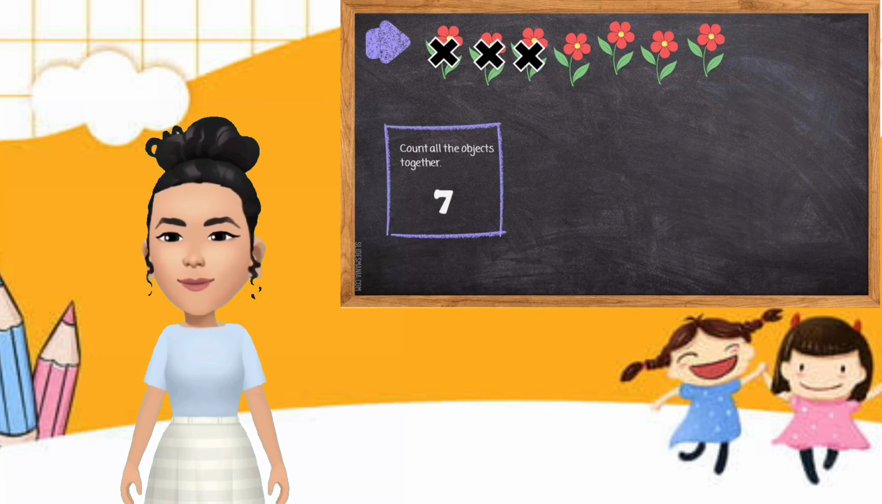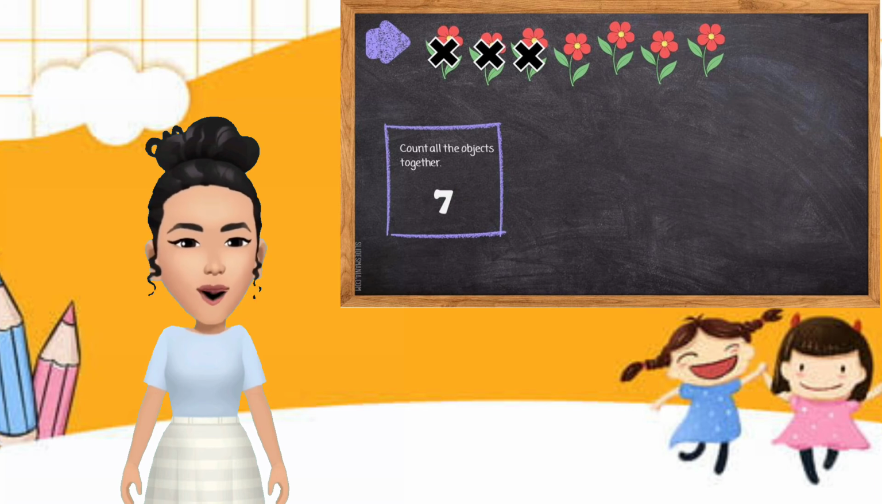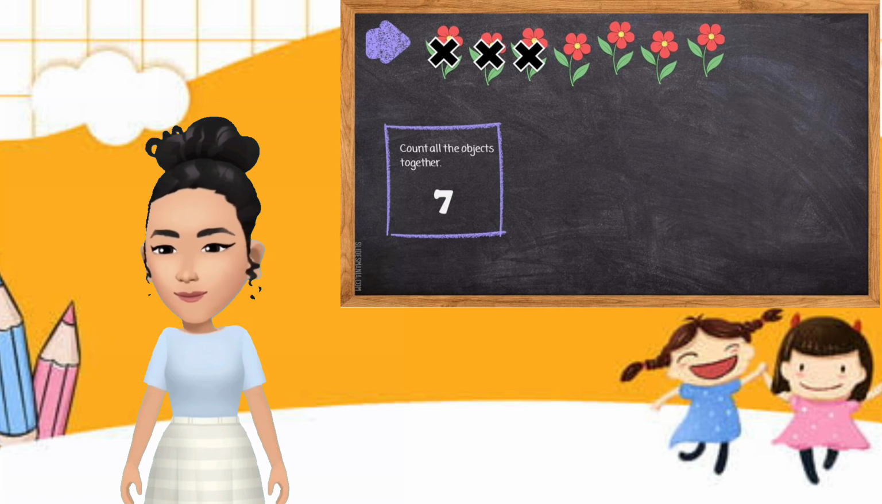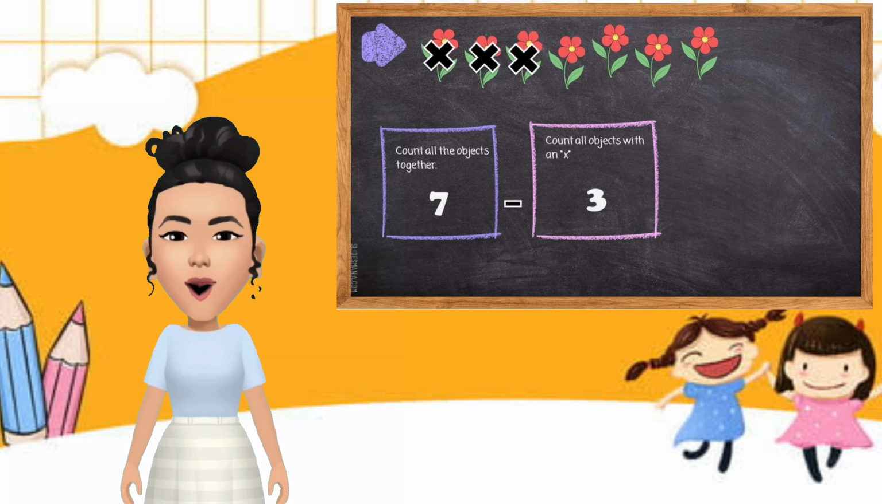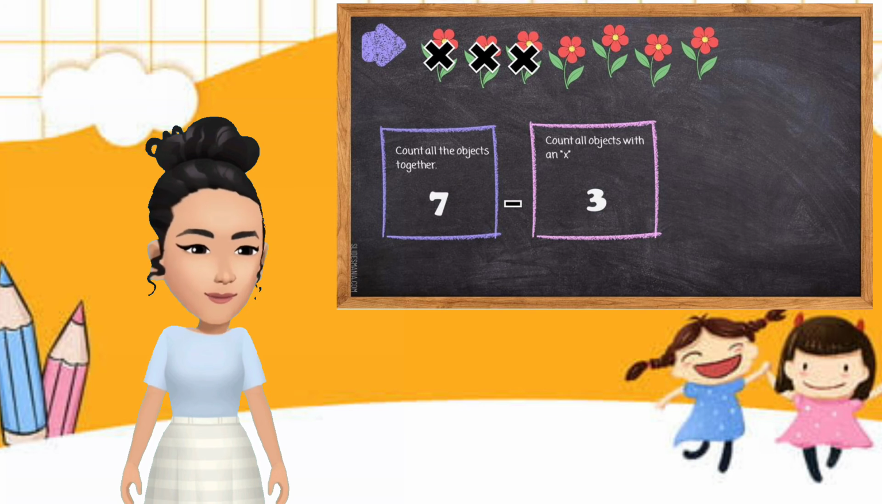Okay? And then we will count all the flowers that were crossed out. Let's count. We have 1, 2, 3. There are 3 flowers that were crossed out, or there are 3 flowers that are being taken away. And the number 3 is our subtrahend. Okay. Now, let's go to the answer or the difference.